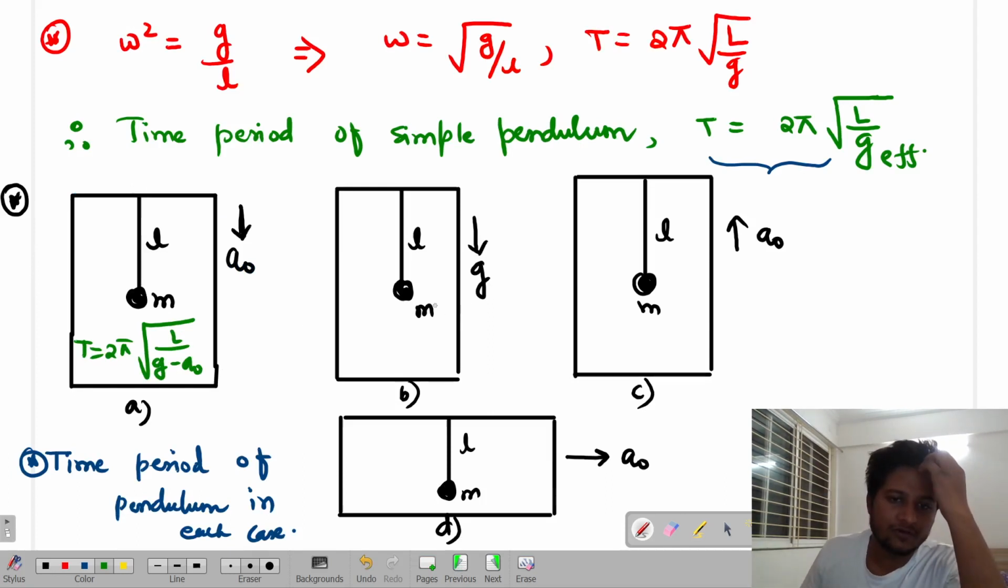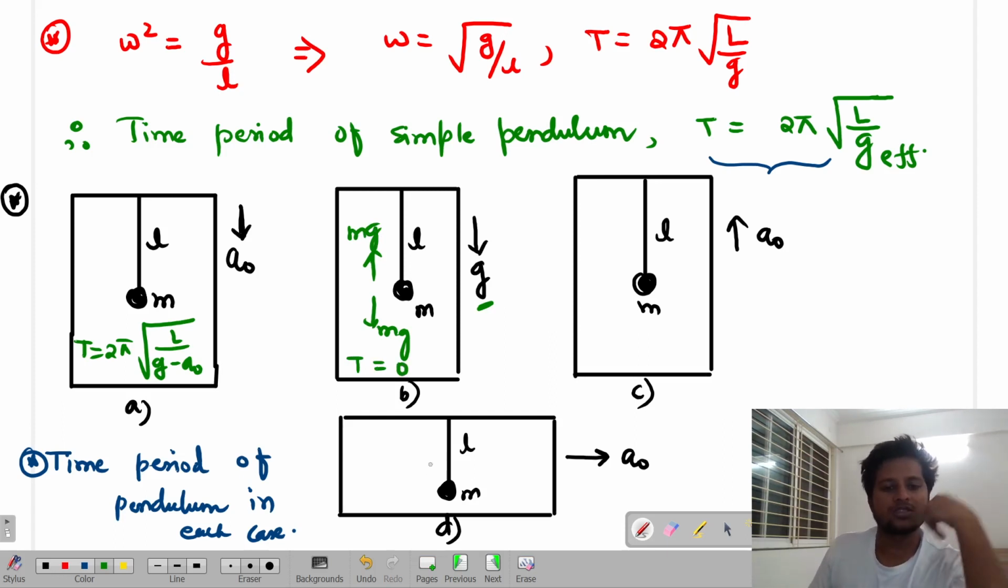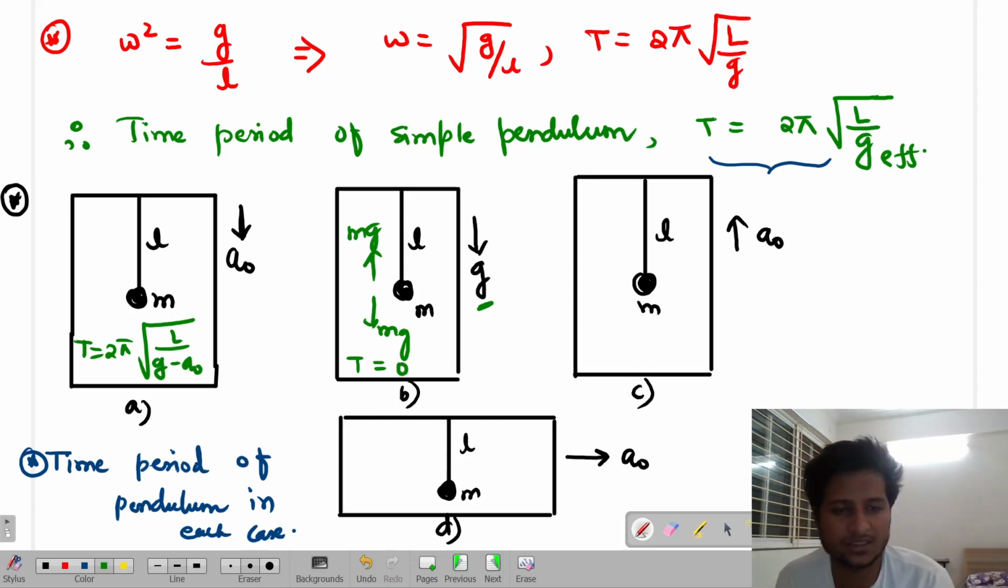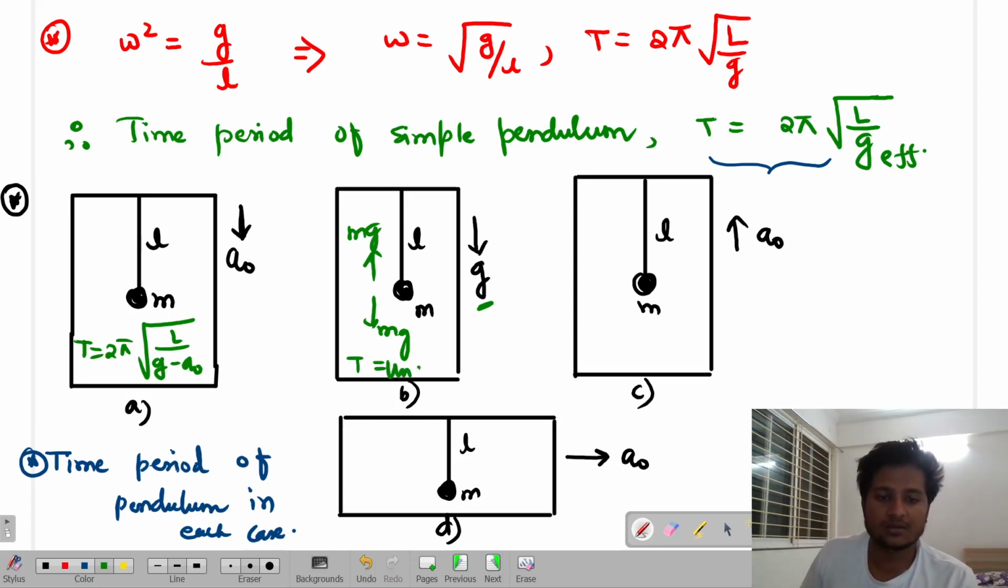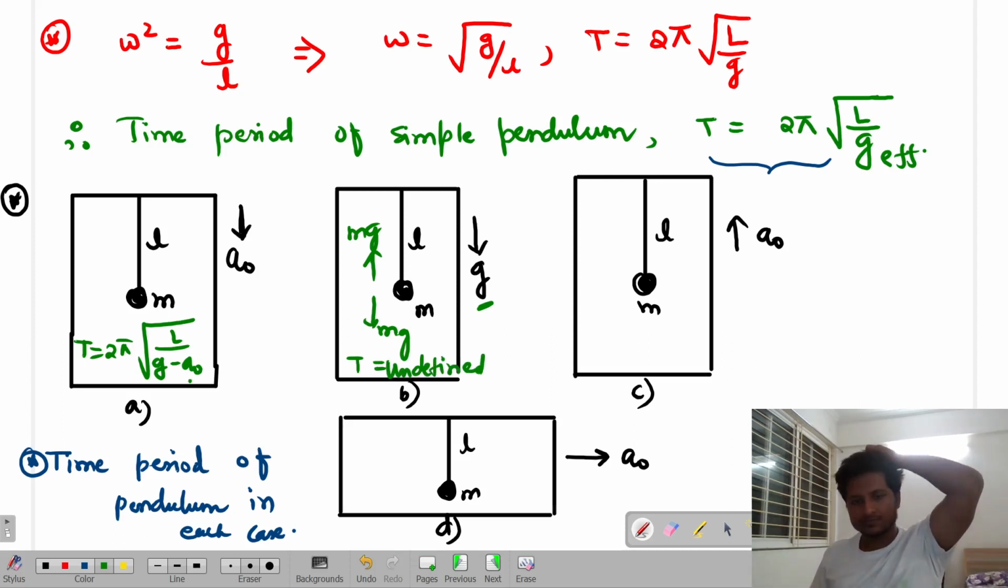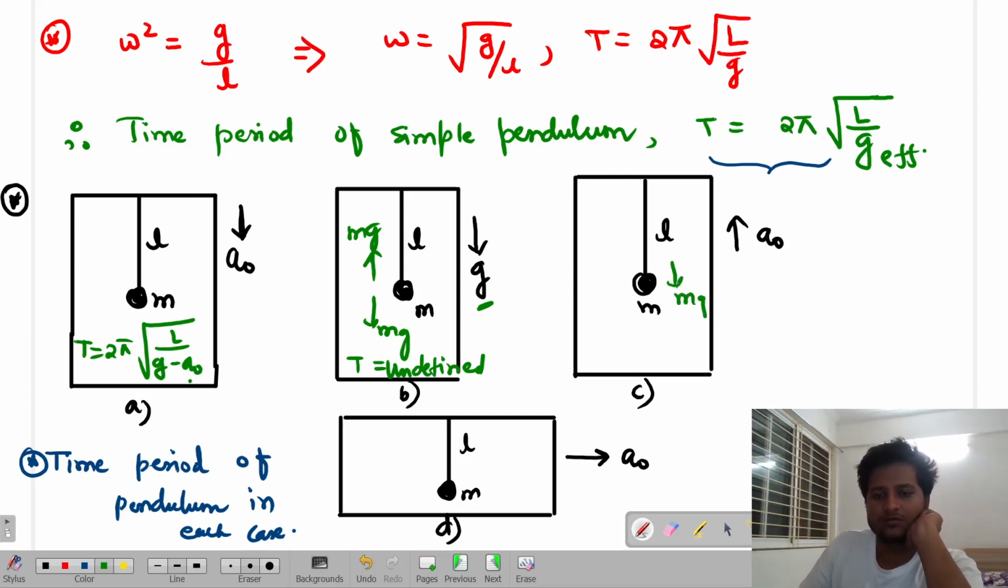Here the a naught value is exactly equal to g. So whatever is my weight component downwards, upwards is also the same. So basically the body is floating in air. So time period is how much? Zero. It's not oscillating. It's not an SHM. Sorry, it's not zero. Time period is undefined basically, because the denominator is zero. Is that clear? Here, mg is also downwards.